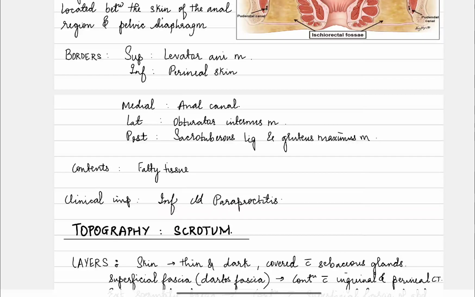Content is fatty tissue, and clinically important, its inflammation is called paraproctitis. Fine. Now we move on to the topography of scrotum.